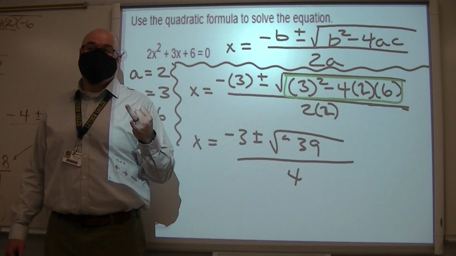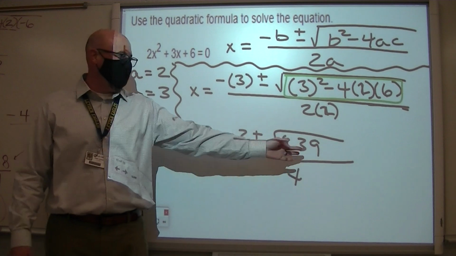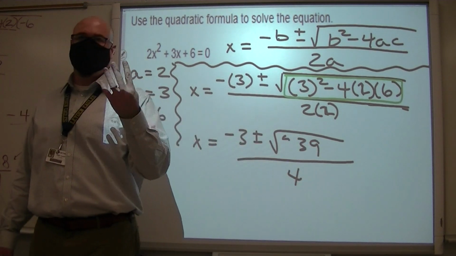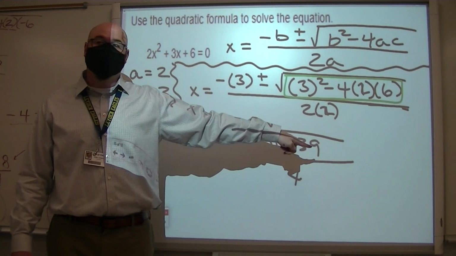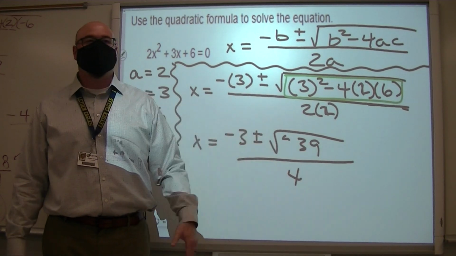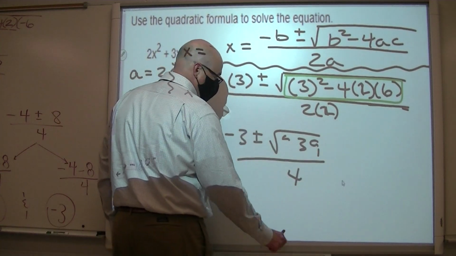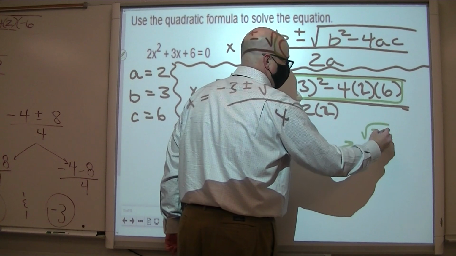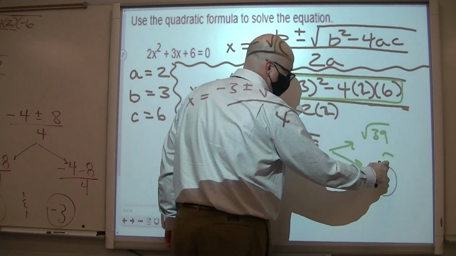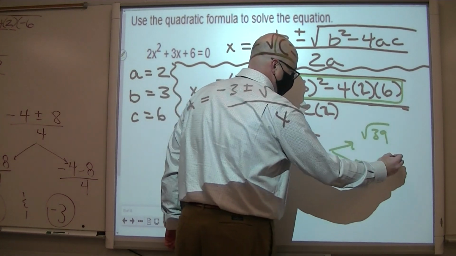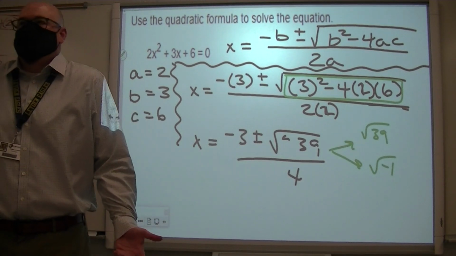Is it divisible by 9? No. Is it divisible by 16? Again, can't be, because it's odd. Is it divisible by 25? No, 25 is too big. So not only is that not a perfect square, it also can't be simplified in any way. So really, this square root of -39 is the square root of 39 and the square root of -1. And I can't do anything with the radical 39.